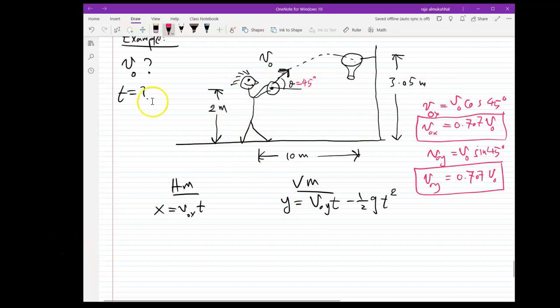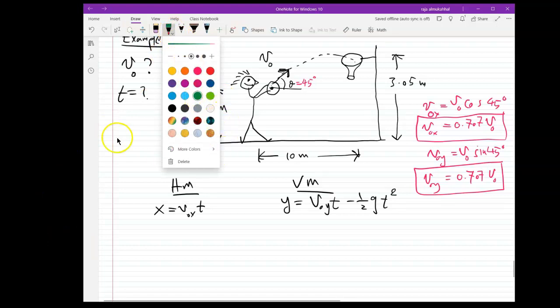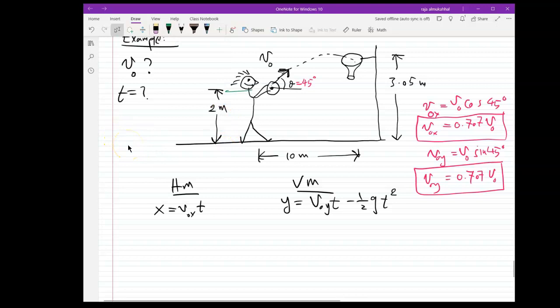The action is right here. Let me use a different color. See, what's going on here is that the height of the player is not important. What's happening really? This is the action. The action is happening right here. Okay? So I'm given this height from here to the ground, and then from here to the ground, you know, the initial height of the ball and the final height of the ball, if you will. Well, the action is really going on in here. So y is really that. This y is this one right here, which is basically what? 3.05 minus 2. Got it?